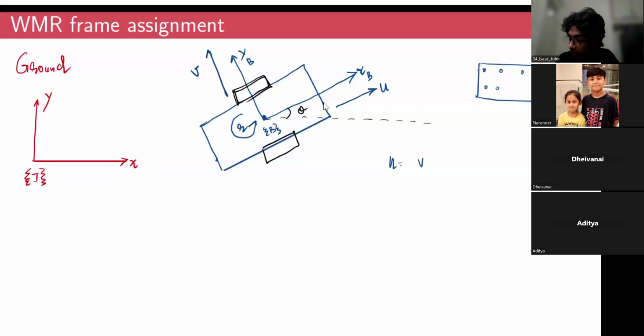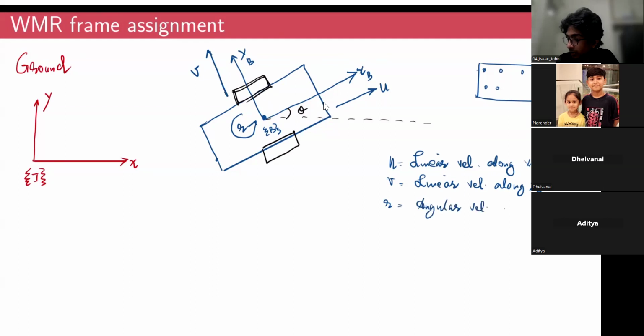u is the linear velocity along xb, v is the linear velocity along yb, and r is the angular velocity along zb, because the rotation would always be about the perpendicular z axis, that is, out of plane.